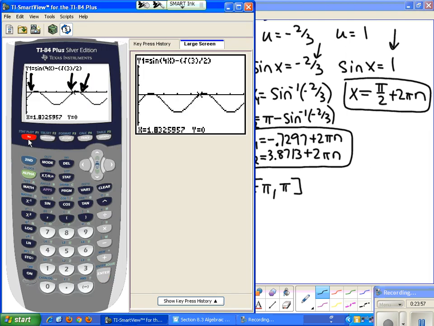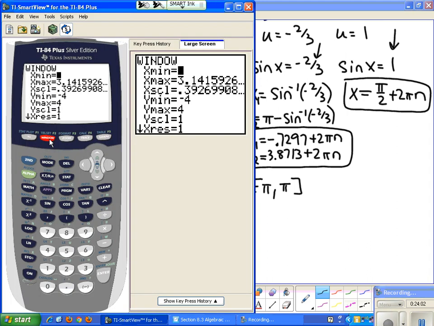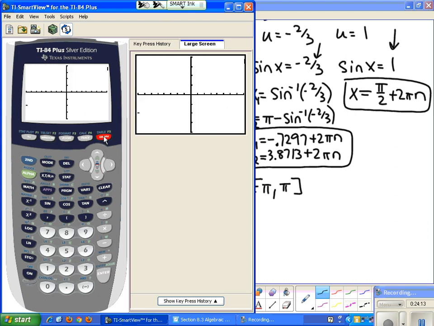So in my calculator, just to kind of help, I plugged it into my y equals. On my window, I'm going to look at negative pi to positive pi, and then hit graph to see how many solutions I should have. So 1, 2, 3. So this one right here is probably one of my solutions. So let me pause.